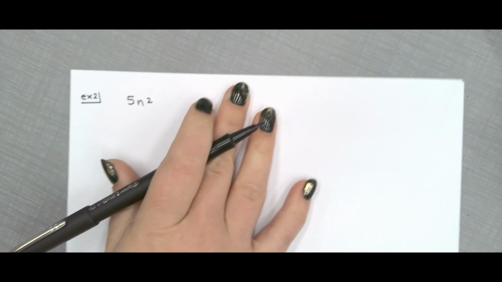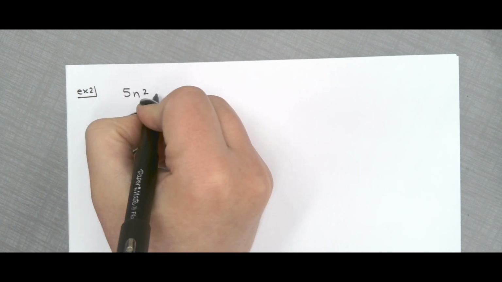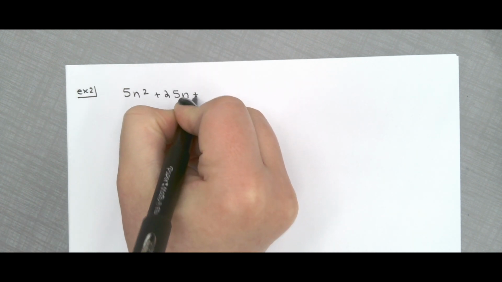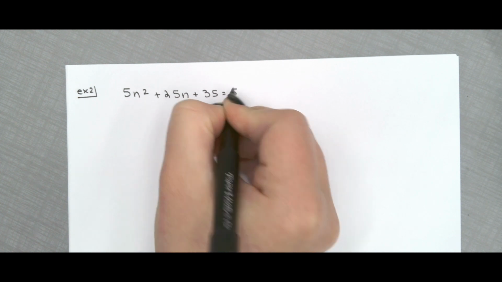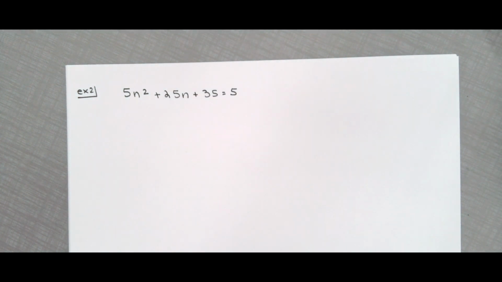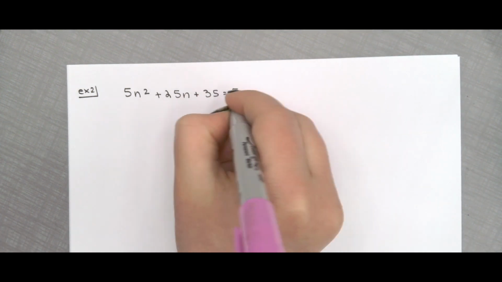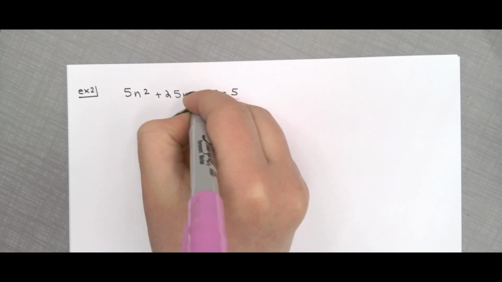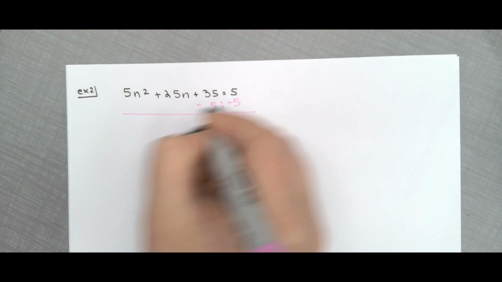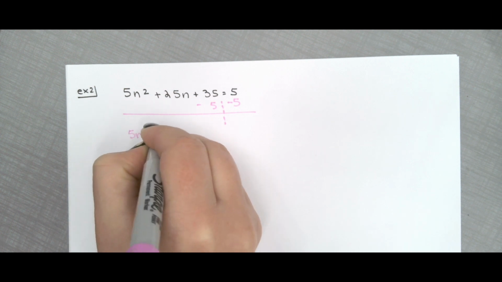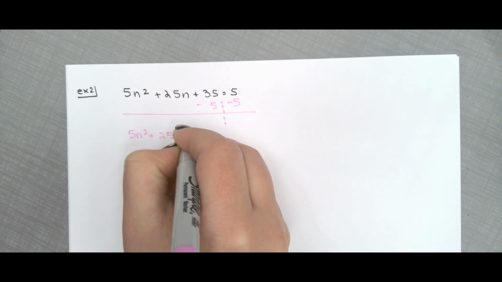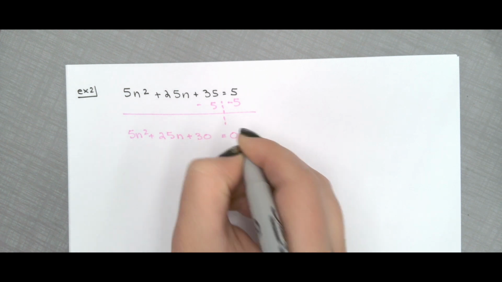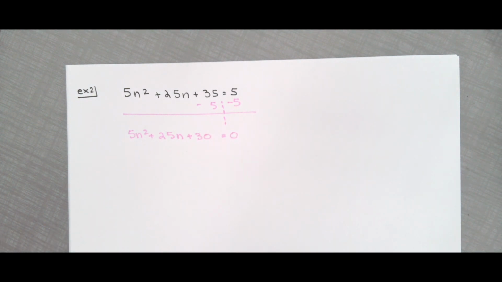We have 5n squared. Oh, you guys cannot see that. Let's move that down. 5n squared plus 25n plus 35 is equal to 5. Again, we're going to go through those steps. However, I will not be writing them down on this example. Step number 1 is you're going to move all terms to one side. So we're going to subtract 5. Again, as always, when factoring, you're going to end up with a 0.